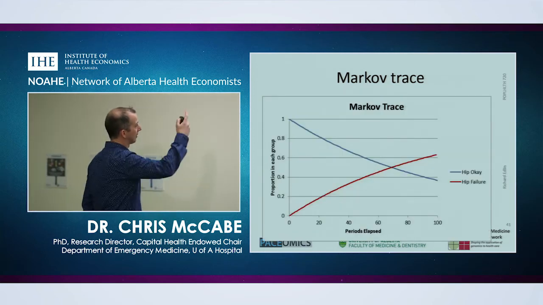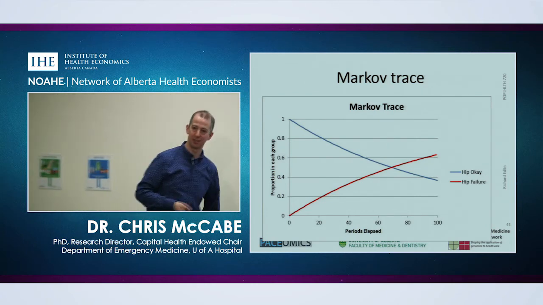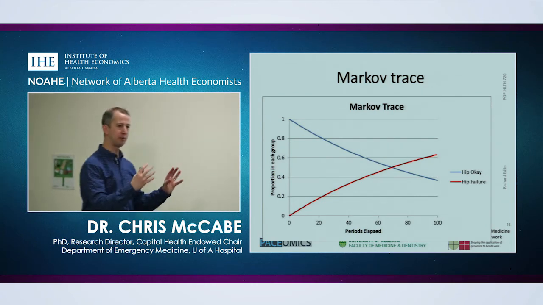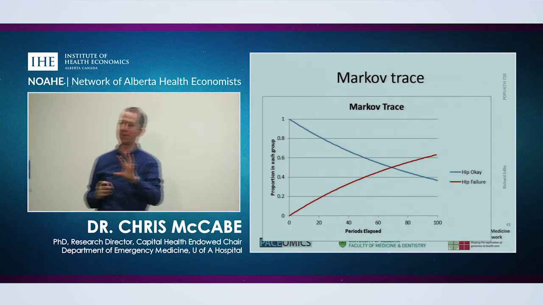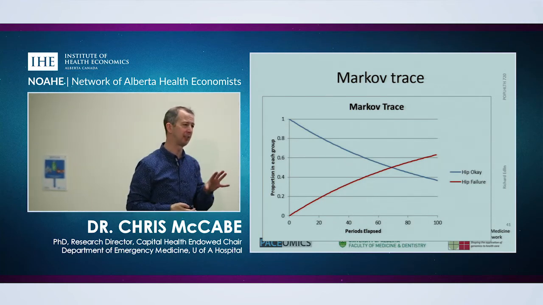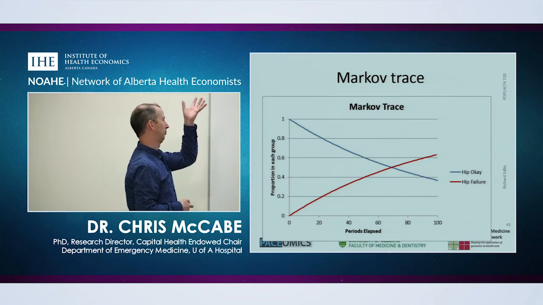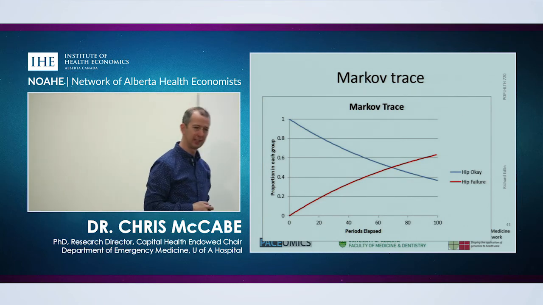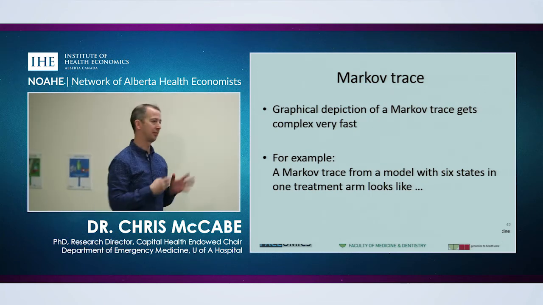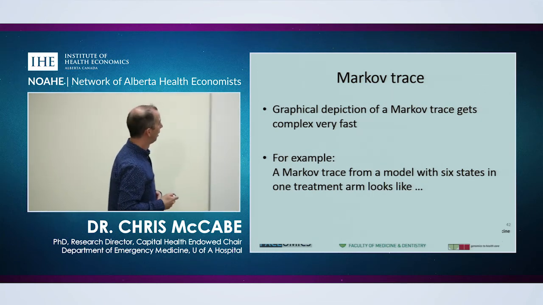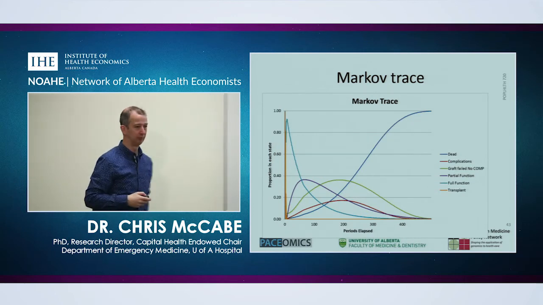And when we plot that table, we get something called a Markov trace. Now, a Markov trace is just a graphical representation of that distribution of your cohort over all the states. And it's a really useful thing to plot. Not when you've only got two states like this, it doesn't really matter. But here's a 6-state model.